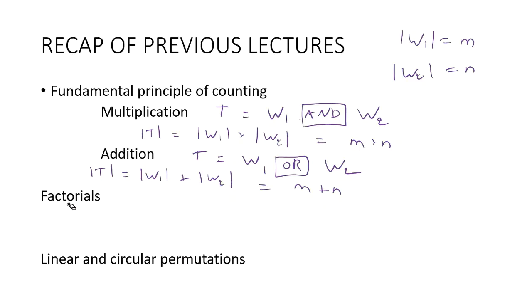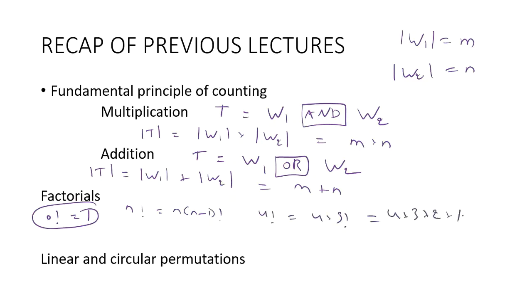And then we have defined factorials. I think by this time you are familiar with factorials. 0 factorial is defined to be 1 by convention, and if n is a positive integer, then n factorial is equal to n times (n minus 1) factorial. Or else we can define 4 factorial is equal to 4 times 3 factorial, which we can write as 4 times 3 times 2 times 1. So this is the way we define factorials. We start with that number and we keep on decreasing that number until we hit 1.